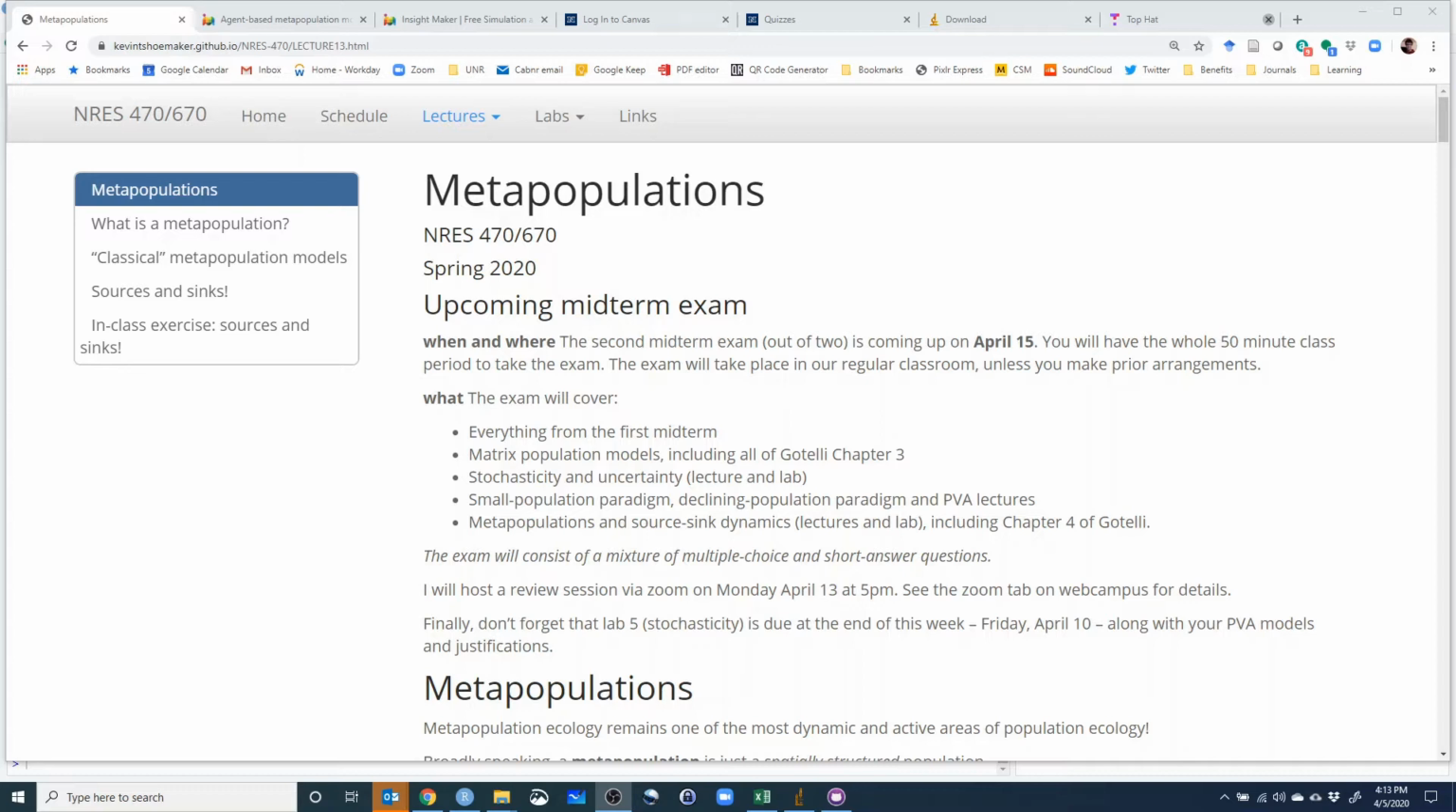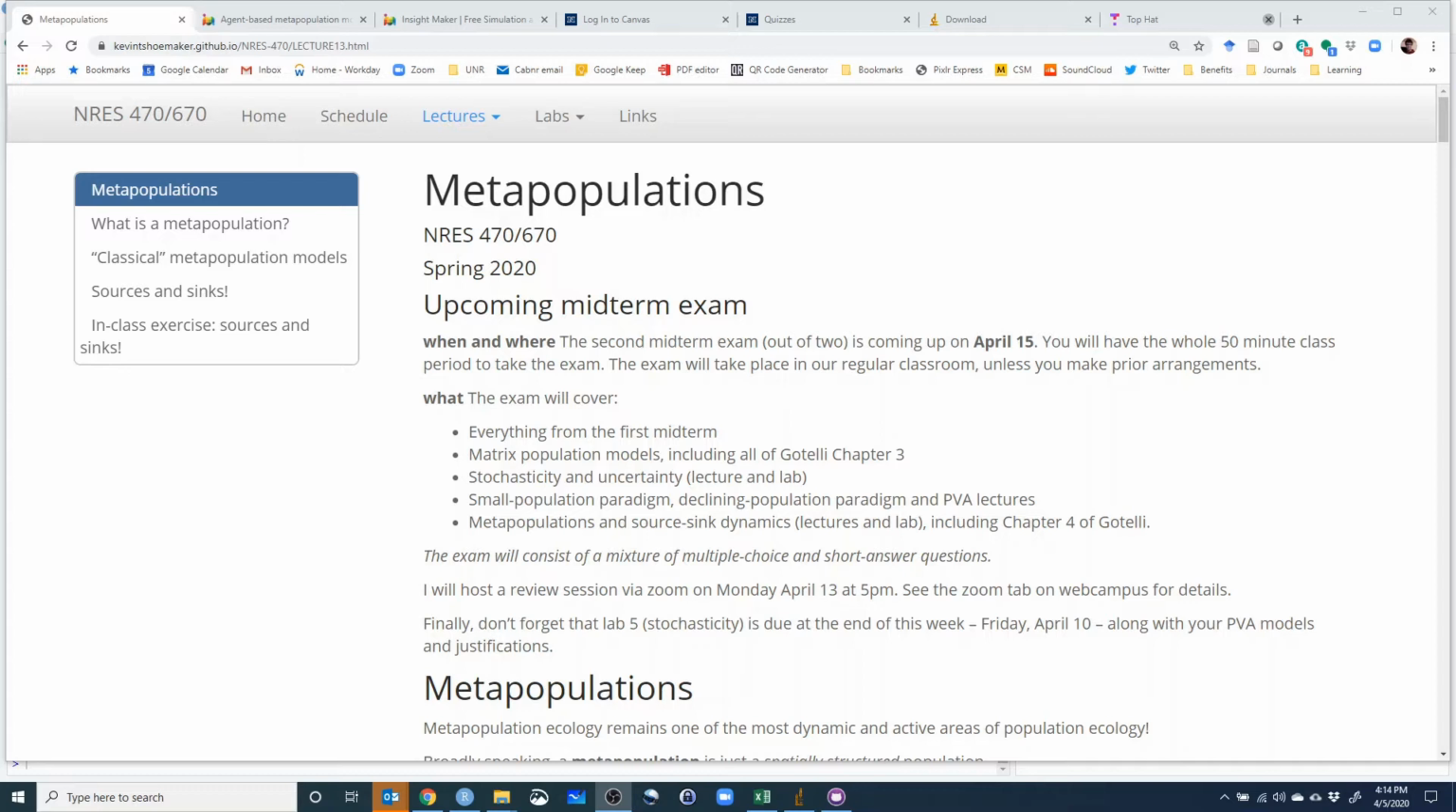It will include what we're going to talk about in lecture today and this Wednesday, which is metapopulations and source-sink dynamics. Note that the source-sink dynamics lecture is due the day before the midterm. Don't wait until the day before the midterm to review that material. So please review both metapopulation and source-sink dynamics sometime this week would be great. So you'll have that background and you'll be able to study from those materials.